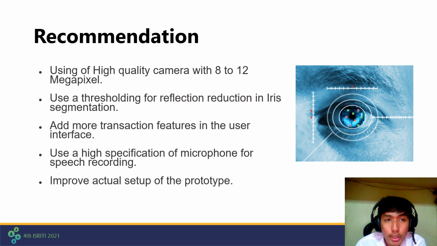Now, for the recommendation, we recommend to use a high-quality camera having a specification of 8 to 12 megapixel. This will improve the quality of iris pattern. Another thing is to have a thresholding process for the refraction reduction. This will improve the process of iris segmentation.